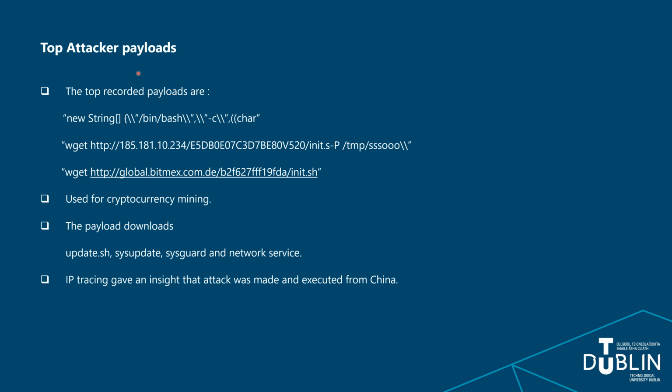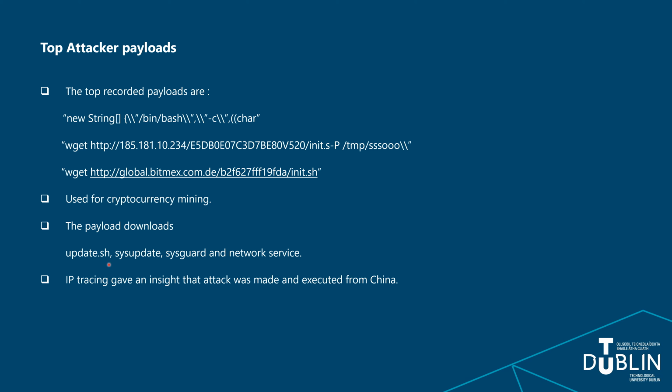Okay, from the 7.9% of attacks, that is the exploits done, I have collected these payloads, which are new strings of so-and-so URL. The first new string is used to exploit the Elastic honeypot. The next two are used for cryptocurrency mining, and these two URLs download update.sh, sysupdate, sysguard, and network service into the server.